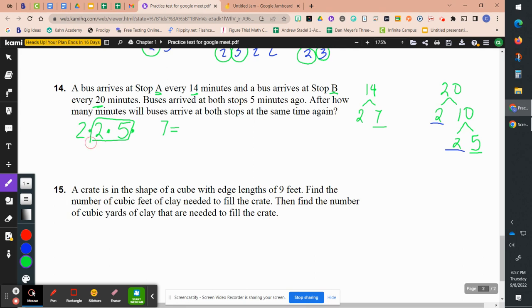When I look at this, I see a set of 10, and then 2 times 7, which is 14. So that's 140. Now, the trick is you have to remember to take away the extra 5 minutes, because those 5 minutes have gone by. So in 135 minutes, those 2 buses are going to meet up again at that same stop.